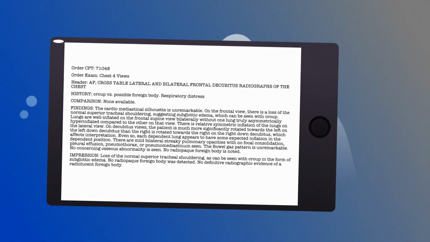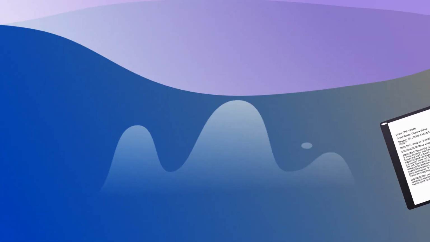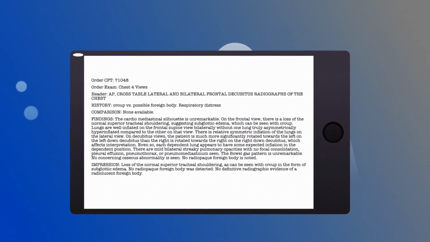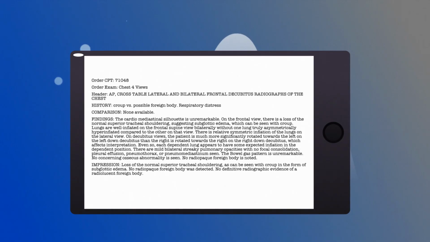Exam: chest 4 views. Header: AP, cross-table lateral and bilateral frontal decubitus radiographs. History: croup versus possible foreign body, respiratory distress. Comparison: none available. Findings: normal cardiomediastinal silhouette, loss of normal tracheal shouldering on frontal view suggesting subglottic edema, croup, lungs well inflated with symmetric aeration, no focal consolidation, no pleural effusion or pneumothorax, no radiopaque foreign body, no definitive signs of radiolucent foreign body, bowel gas pattern is unremarkable, no concerning osseous abnormality. Impression: subglottic edema consistent with croup, no radiographic evidence of a foreign body.